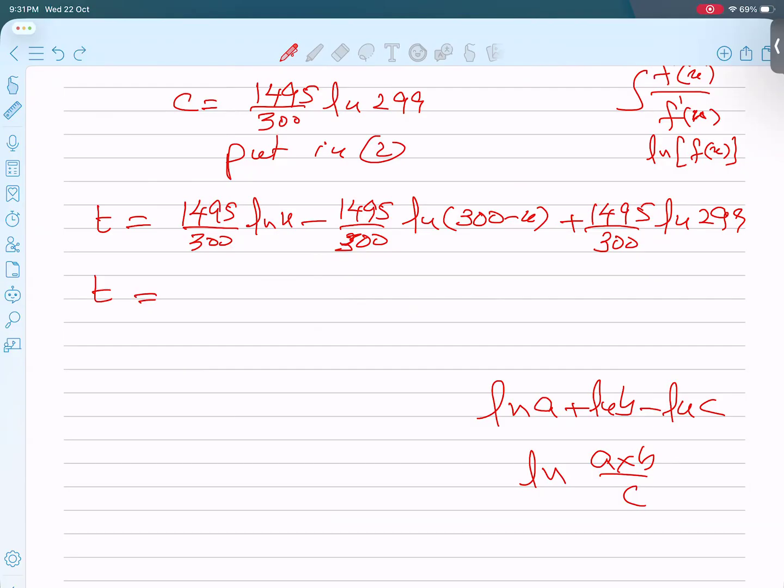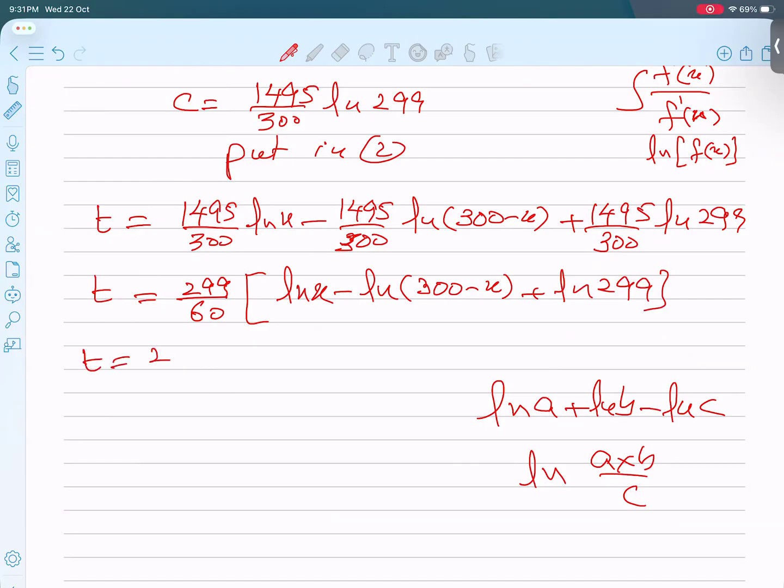Second, let me check again. If I divide 1495 by 300, I get 299 over 60. This is the same number. On this side I just kept it as it is. In the bracket I got log of x minus log of 300 minus x plus log of 299. Final step, I'm writing now: t is equal to 299 over 60 and log of, because this plus and this plus, 299 into x, these multiply, and the rest will divide.